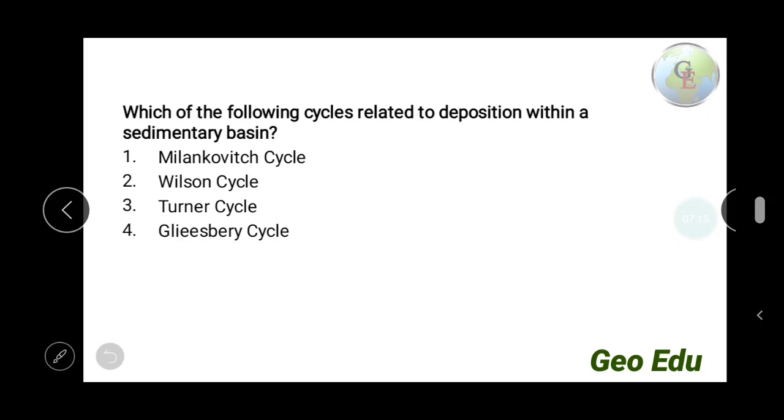So the Milankovitch cycle is related to cyclic climate change, so it is not related to deposition within a sedimentary basin. The Wilson cycle is related to the opening and closing of ocean basins, so it is also not related to the deposition of sedimentary rocks. The Turner cycle is the correct answer.